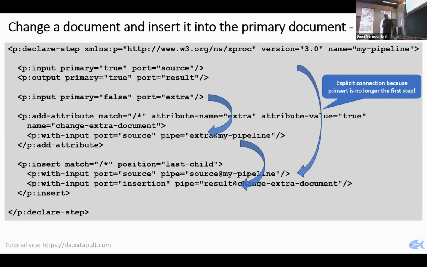And there's one implicit connection that still works, fine, which is this one, because P insert is the last step of your pipeline. What flows out of there flows automatically into the primary output port back to the world. So this is how you do these kinds of things if you want to connect to ports.